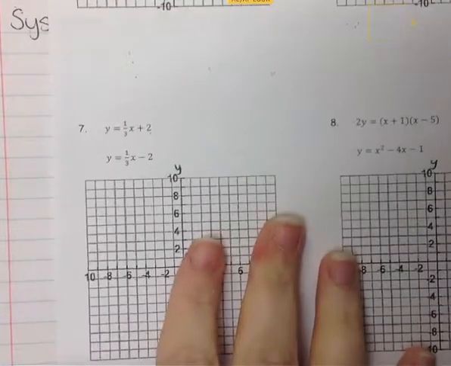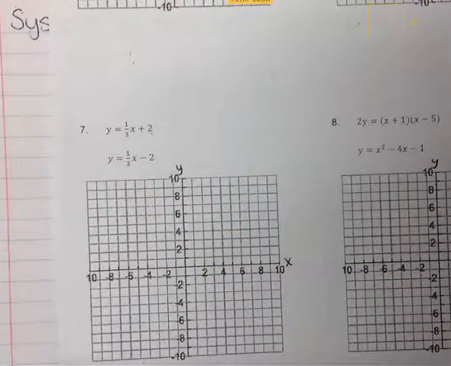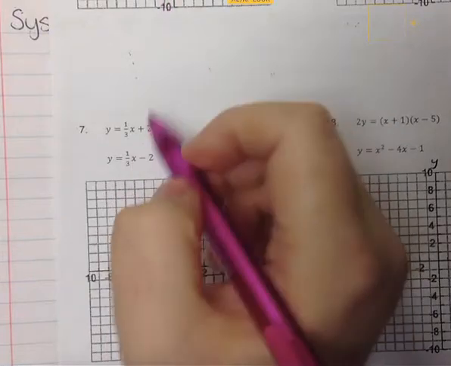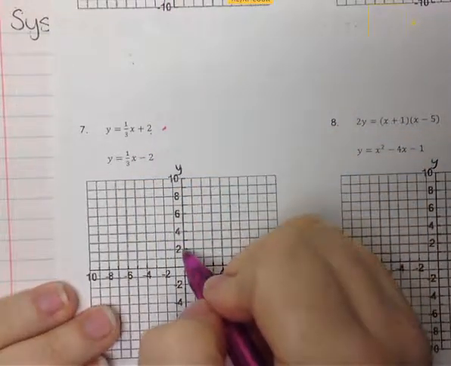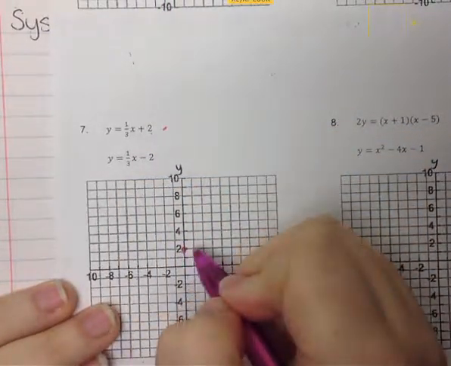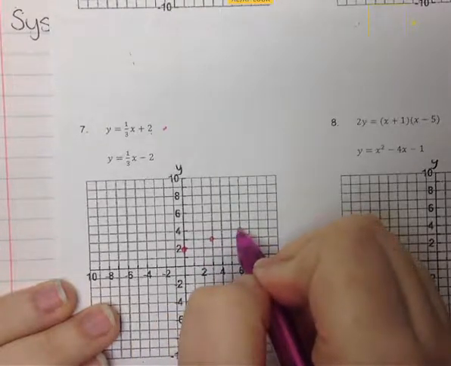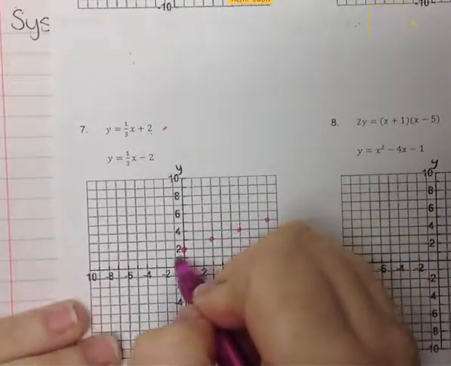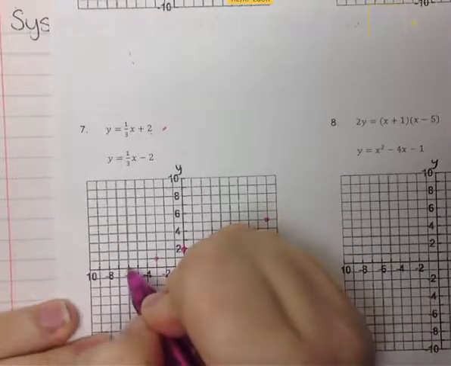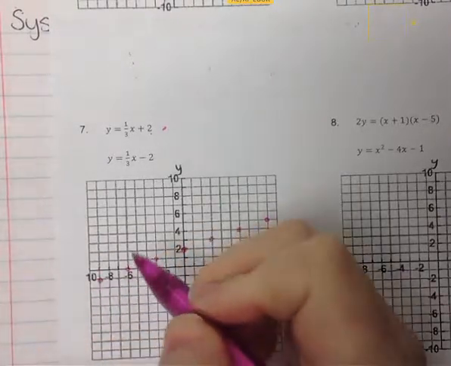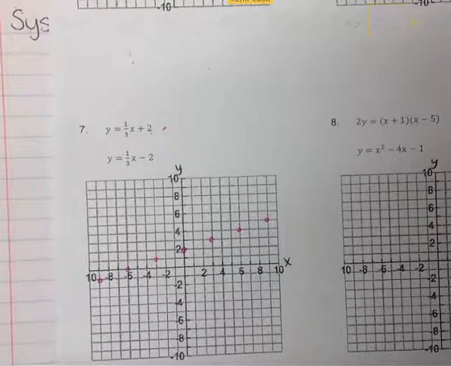On this next one, we have two lines and they're already in slope-intercept form, so we can go ahead and graph them. First one's in pink. Positive 2, and then slope is 1/3. So up 1, right 3, up 1, right 3. Down 1, left 3, down 1, left 3. Straight edge, going to connect these.